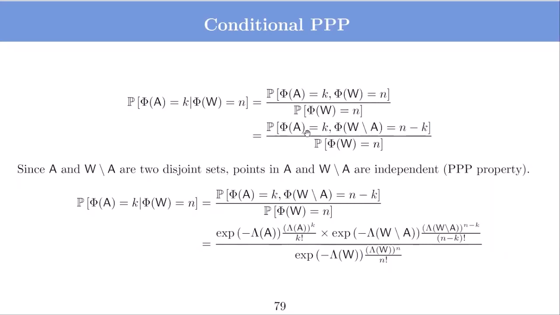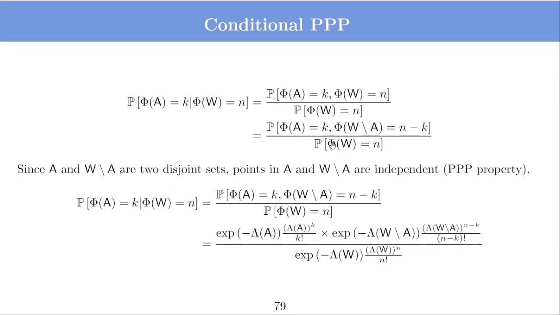But if I denote it this way, because these two are independent, I should be able to compute its probability by saying that this is equal to the probability of phi A equal to k times the probability of phi W minus A equal to n minus k, because of the independence. So now what is the probability of phi A equal to k? It is this one. And the probability of phi W minus A equal to n minus k is this one.